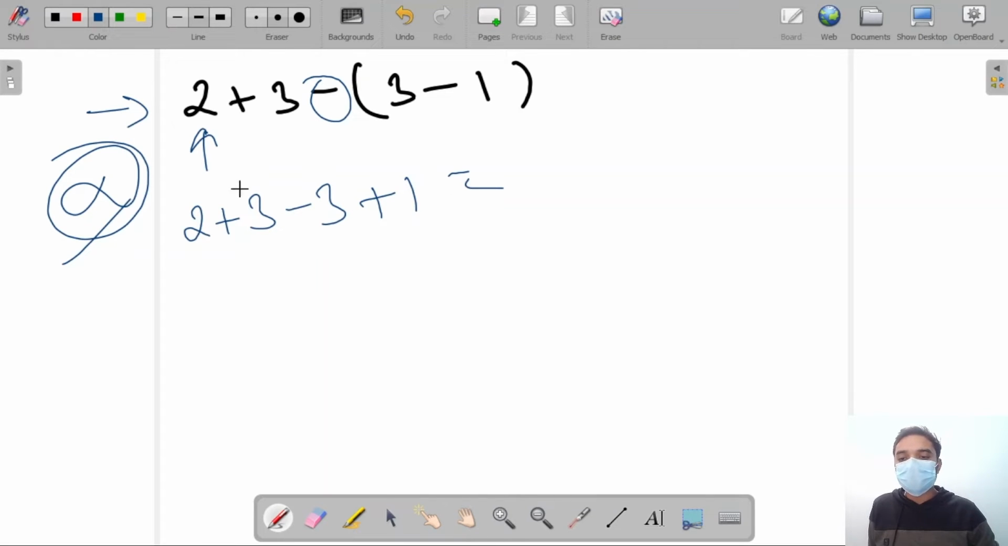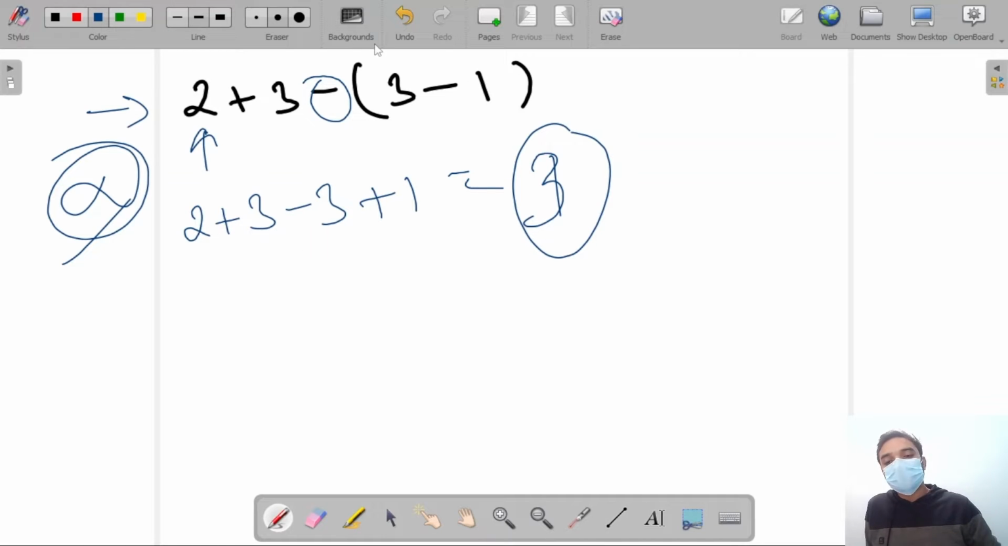So we just have to solve this. 2 plus 3, that will equal 0. 0 plus 1 equals 1. 3 minus 3 is 0, and 2 plus 1 equals, sorry, 2 plus 1 equals 3. So this will be equal to the answer. So now we know how we have to do it.